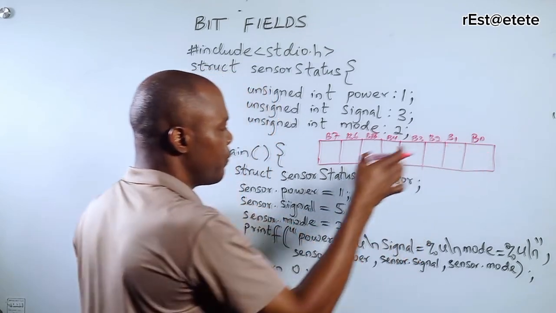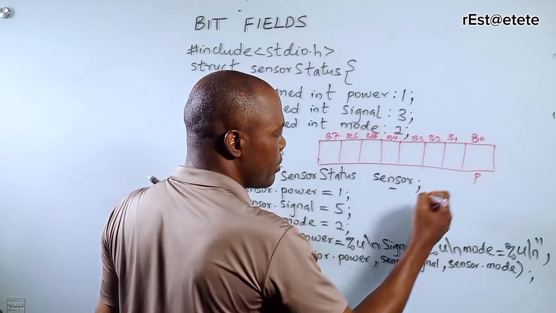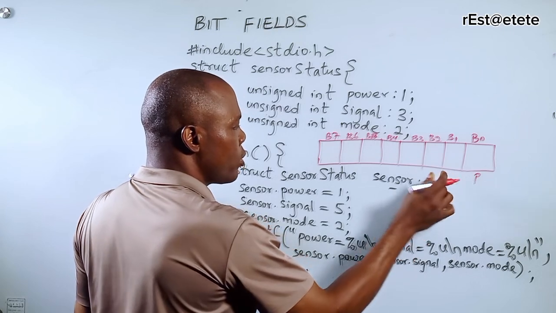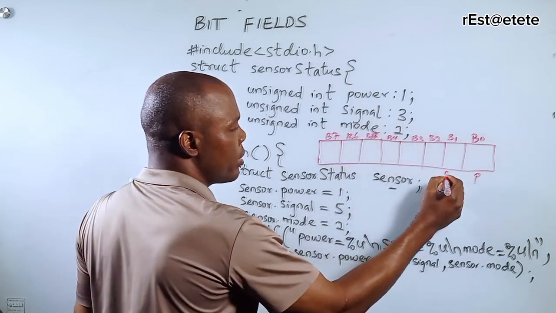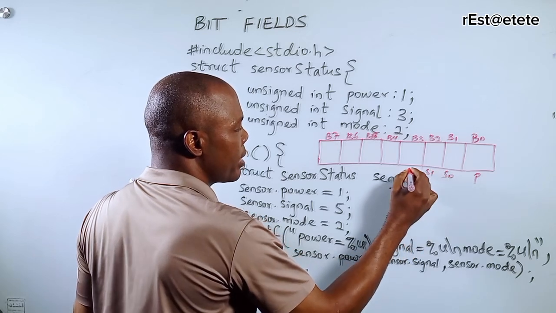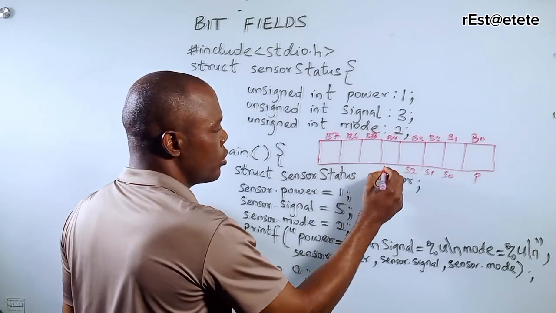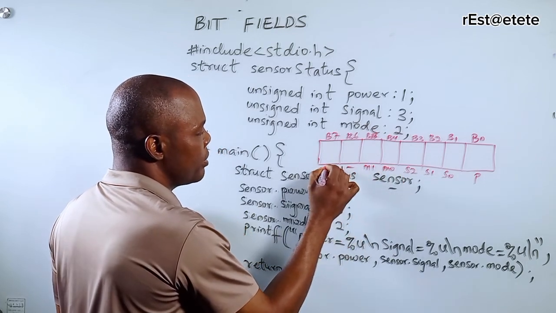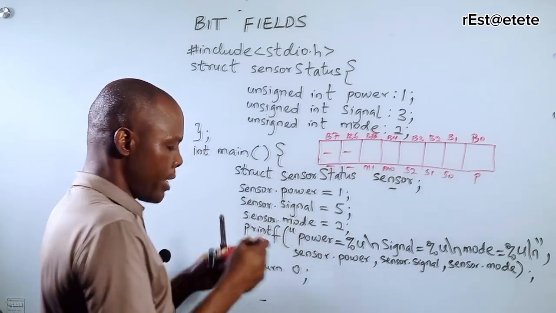Now, for this first one, this one will be what? Power, which is P. So I need 1 bit for power, 3 bits for signal. So S0, S1, S2. Then I need 2 bits for mode. So mode 0, mode 1. So I have this bit and this bit free, reserved. So nothing is here, nothing is here.